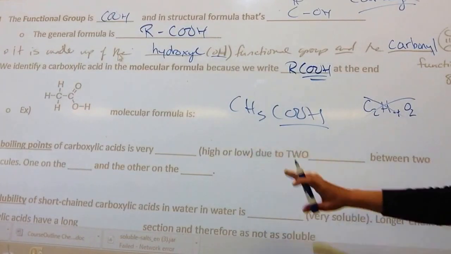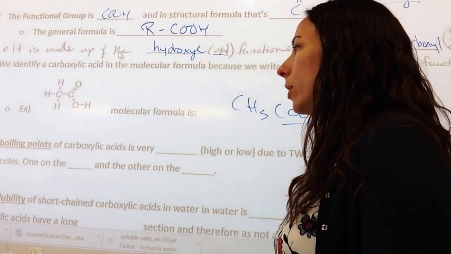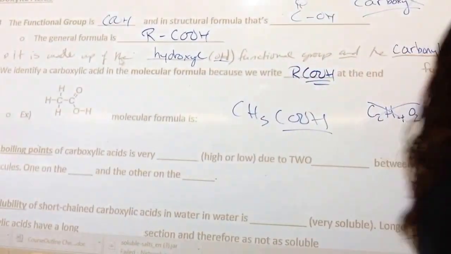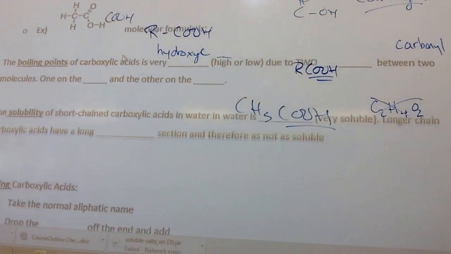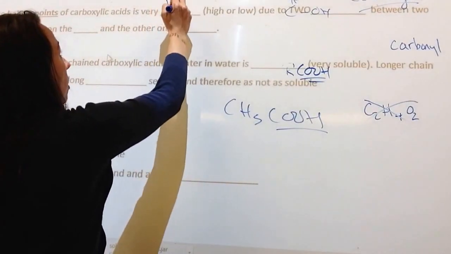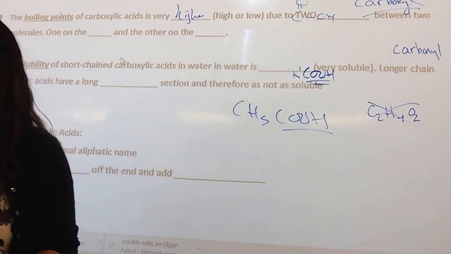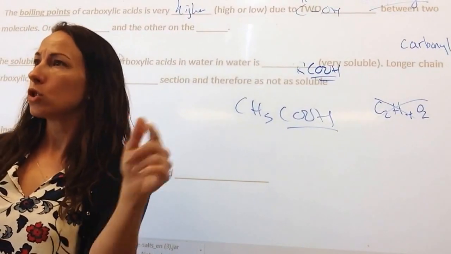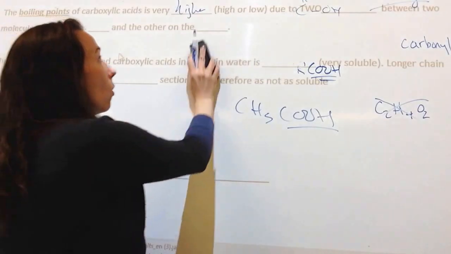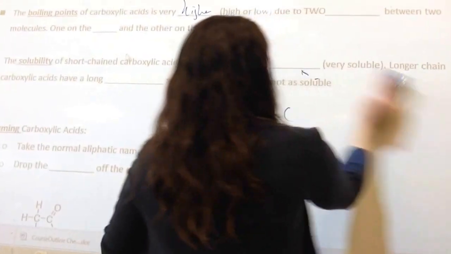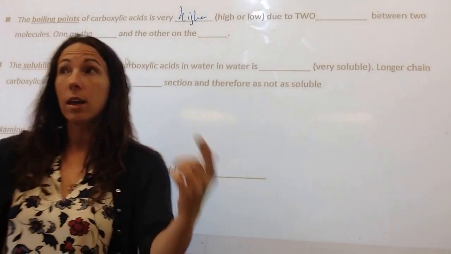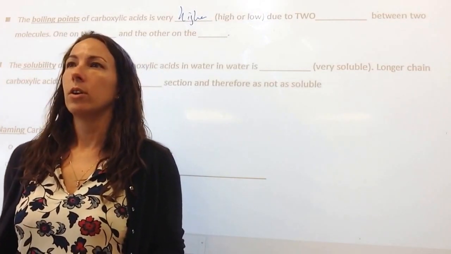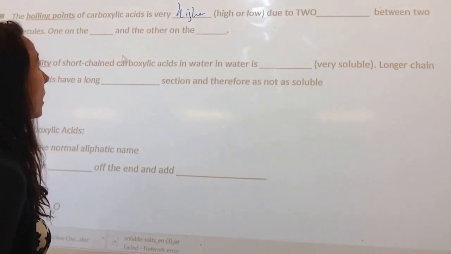Happy? Okay, so what do you think about the boiling points of carboxylic acids? Do you think they are high or low? High. Why? Polar. What's polar got to do with it? No, polar has to do with solubility. I'm not talking about solubility, I'm talking about boiling point. When I talk about boiling point, right away I think IMFs. So what kind of IMFs do carboxylic acids have?